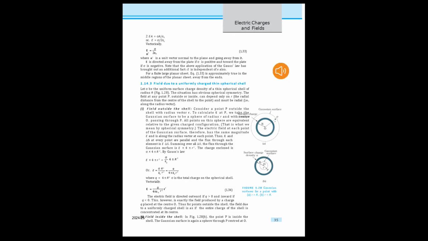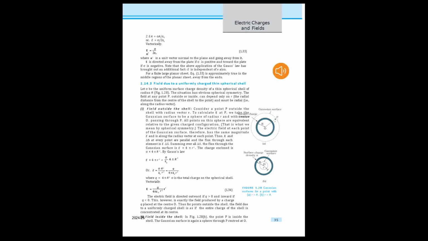Now the third application of Gauss law is to find out the field due to a uniformly charged thin spherical shell. For this, let sigma be the uniform surface charge density of a thin spherical shell of radius capital R. The situation has obvious spherical symmetry. The field at any point P outside or inside can depend only on r, the radial distance from the center of the shell to the point, and must be radial, that is, along the radius vector.